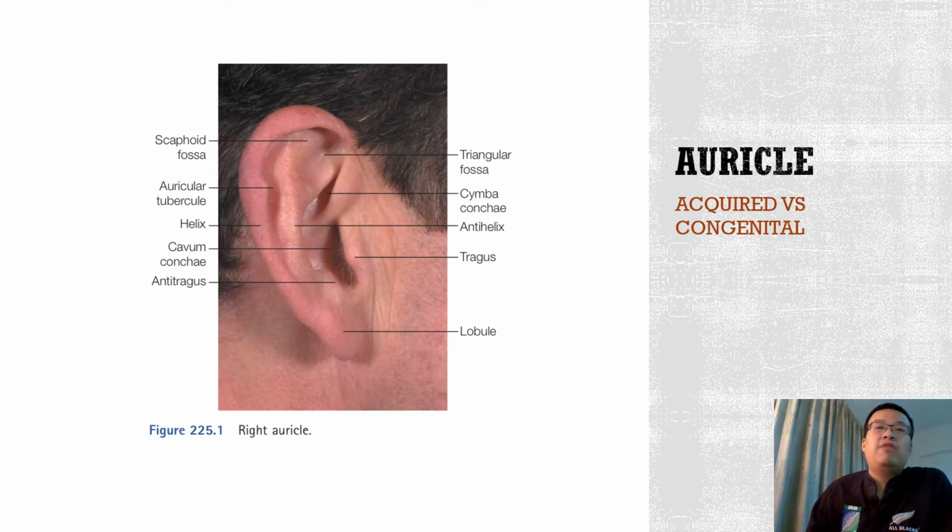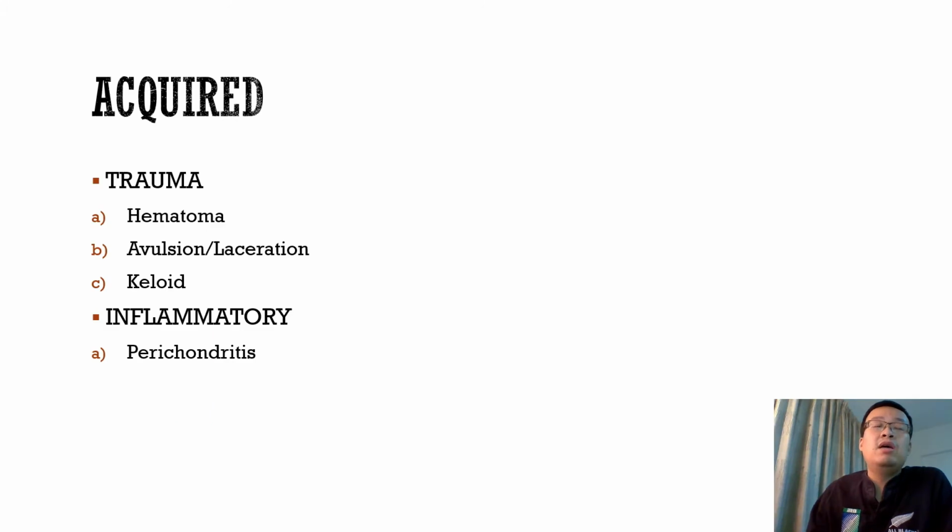External ear, we start off with the auricle. This is the anatomy of the auricle. We divide the common ear diseases of the auricle into acquired and congenital. Now in acquired, we look at trauma and inflammatory. So let's move on to the topic itself. Let's start off with hematoma.